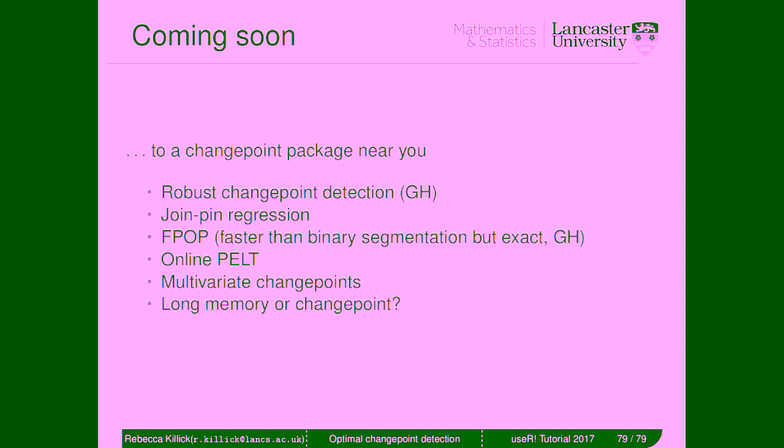FPOP, again, Toby was involved in that one. That's faster than binary segmentation, but exact. Again, that's on GitHub and RForge, but it will be in the changepoint package soon. An online version of the Pelt algorithm will be in changepoint.online, again by the end of the summer. If you're looking at multivariate data, I believe there's one current approximate package available in R. We'll be adding our dynamic programming to the offering.